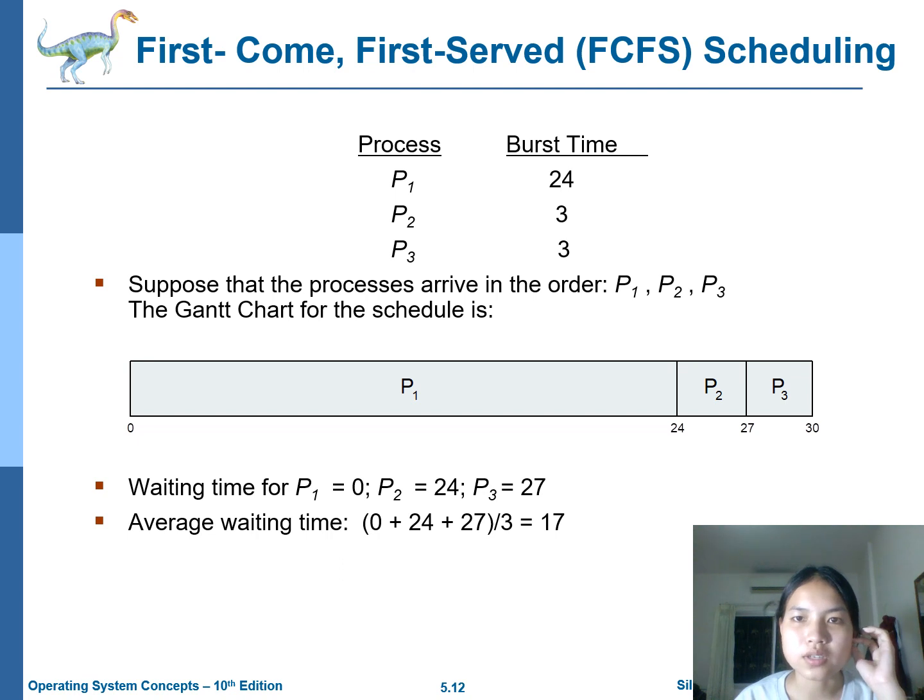First come, first served. Suppose the processes arrive in the order P1, P2, P3. The Gantt chart for the schedule is shown, along with the waiting time for P1.